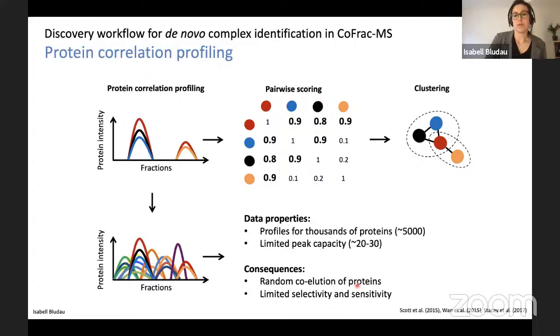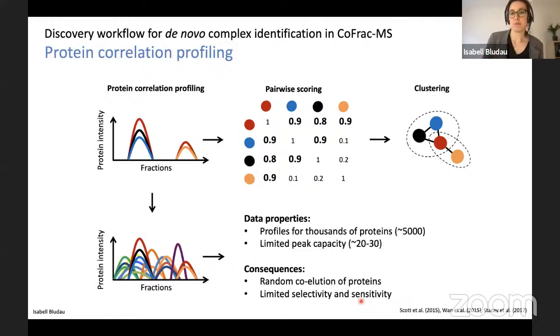Okay, so what I just said is that we have these random coelutions, and we want to increase the sensitivity and selectivity of our analysis. And one way that you can do this, and what has been done by other labs, is to actually use multiple orthogonal fractionation strategies to increase your selectivity.